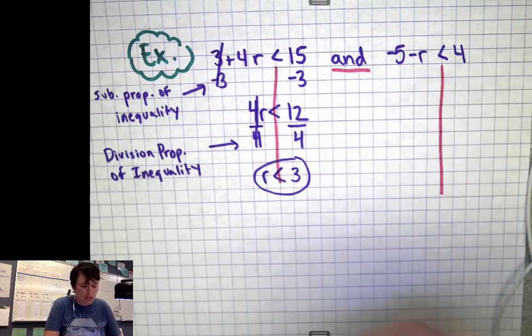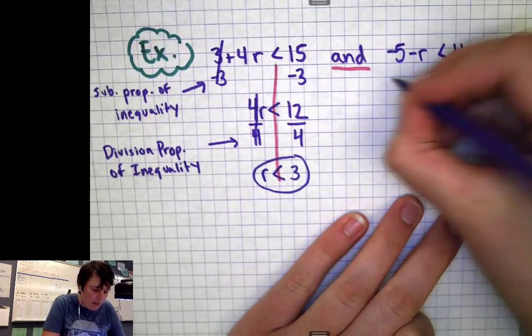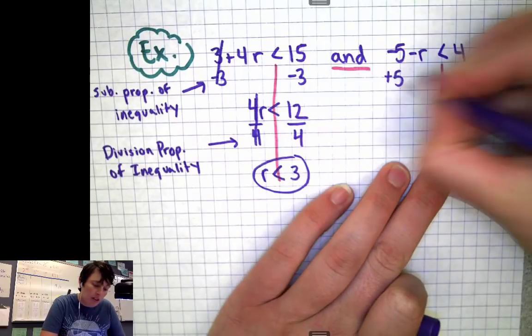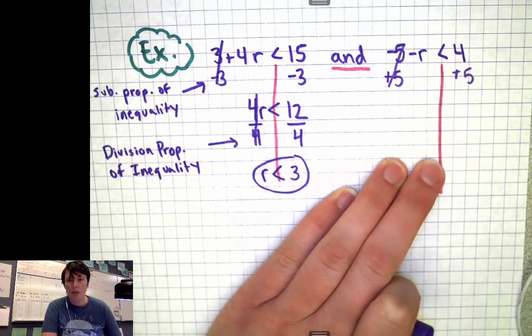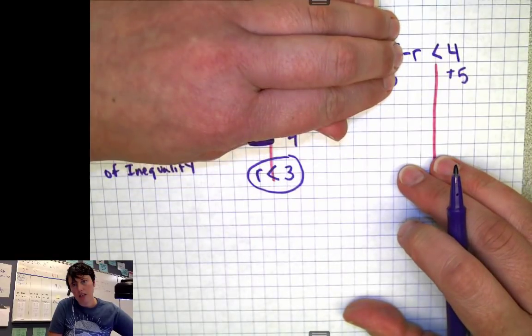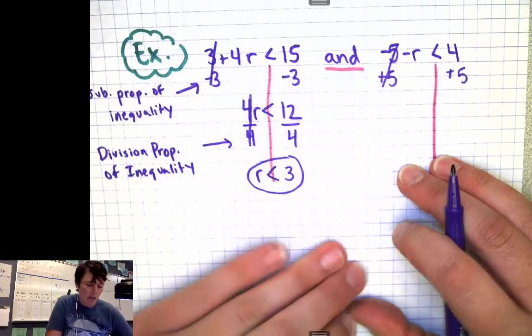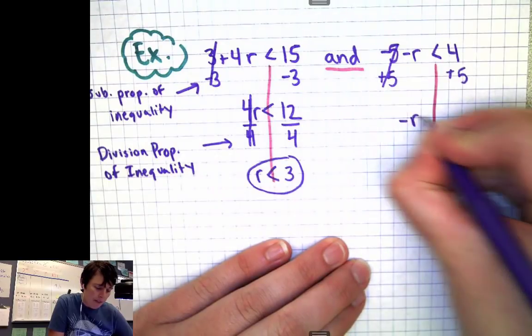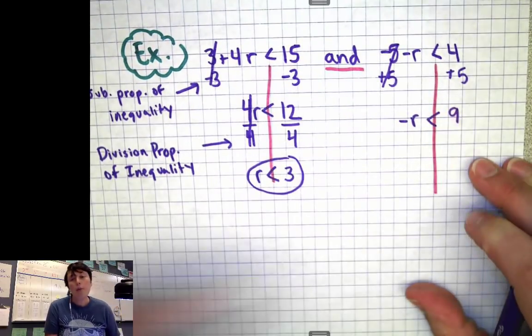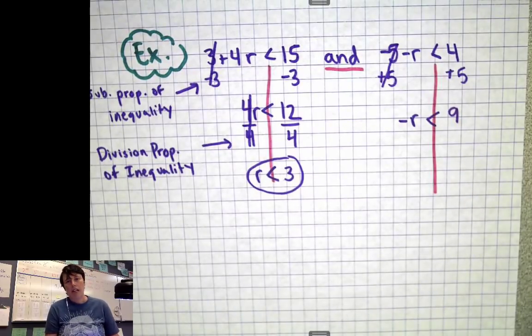On this side, I'm going to take this negative 5, and I'm going to add the 5 to the other side. We call that the addition property of inequality. It's still, when it moves, going to leave us with this minus r. Notice how that's still remaining. So we still have a negative r is less than 4 plus 5, which is 9. And then we really don't want negative r to be our answer.